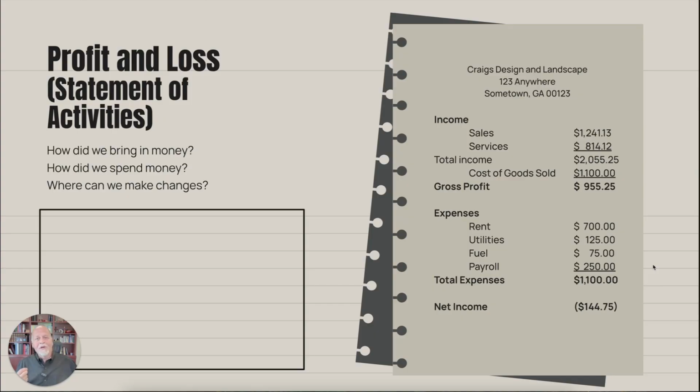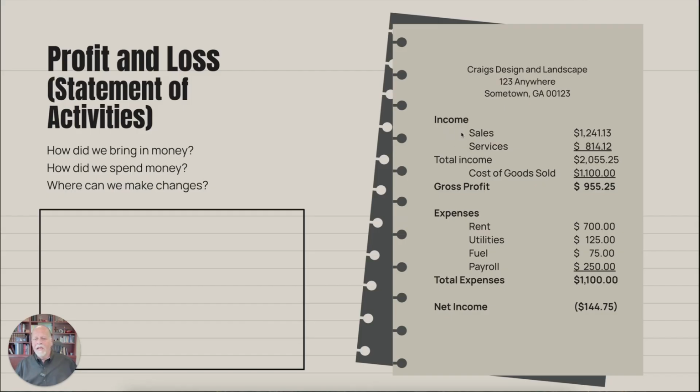Remember, it's going to answer the question, how did we bring in money? Where did we spend money? And it's going to let us start to get some insight into where we can make changes. Let's take a look at Craig's Design and Landscape, which is a fictitious company. First, we have our income section. The top part of every profit and loss statement is the income section.